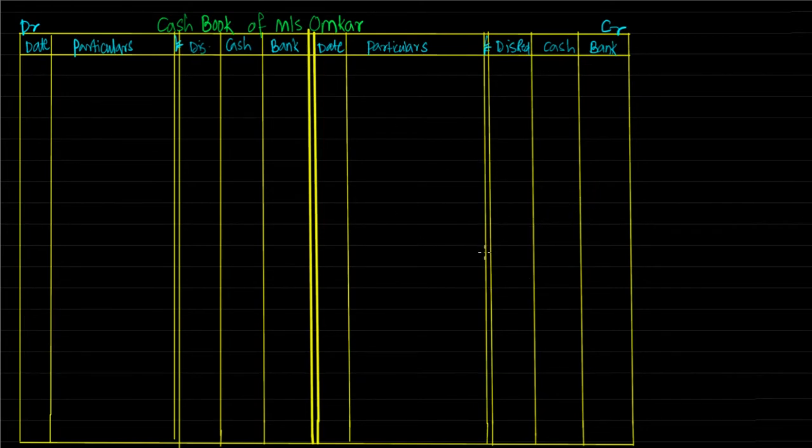We have already discussed the logic of it. So here we write 2017 on both the sides, June 1st. It is balance as on 1st June. So we would write to balance brought down. Cash is of 8,000 and bank balance is of 10,000.